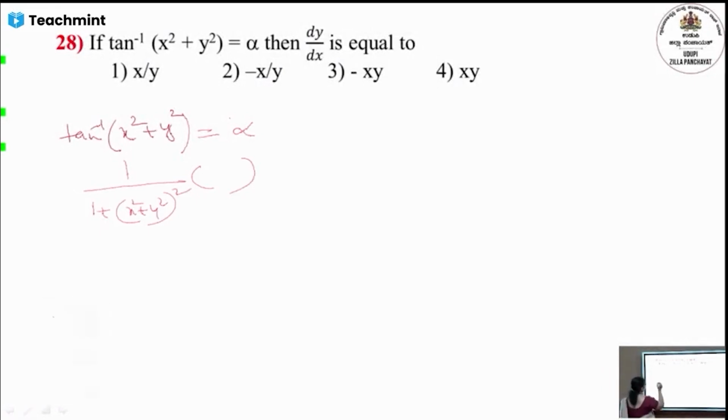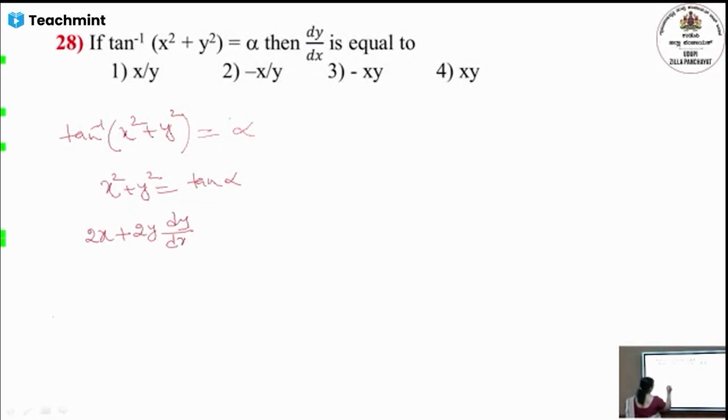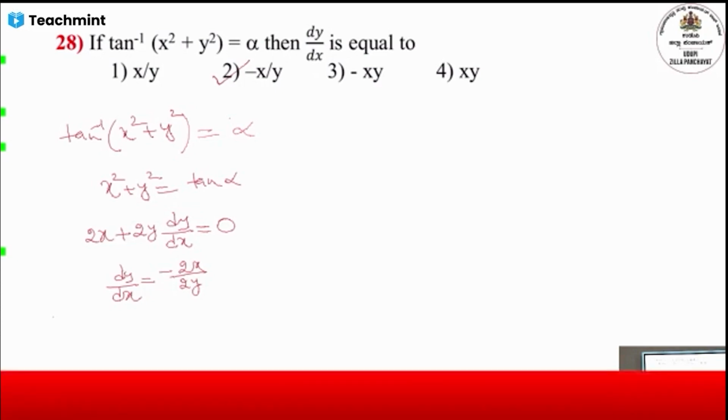So what do I do? I will take tan on both sides. I get x squared plus y squared equal to tan alpha. Now what is the derivative? Derivative of x squared is 2x. Derivative of y squared is 2y, and the derivative of y is dy by dx. So from here, dy by dx is minus 2x by 2y, which is minus x by y. So here inverse trigonometry comes. As it is, if you differentiate, it will be lengthy. So shift this tan to the right side, you get the result.